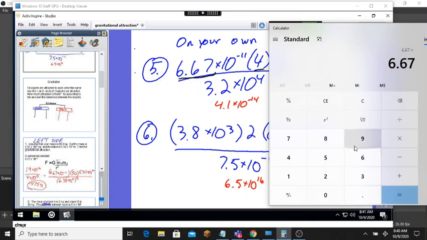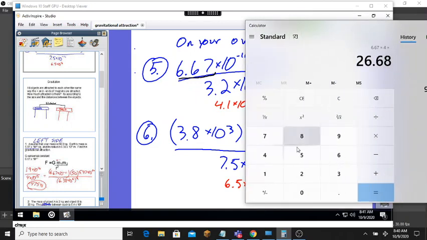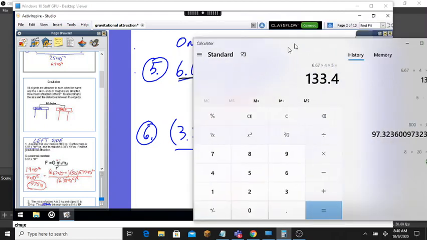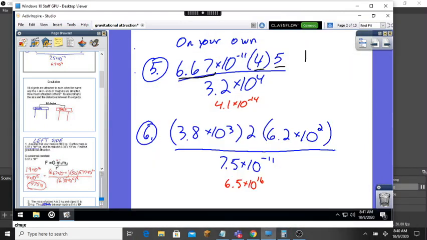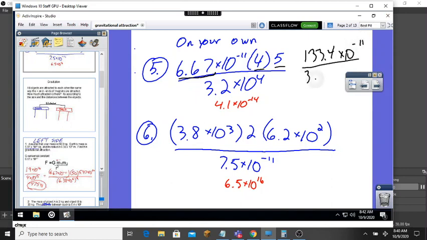6.67 times 4 times, what was the other number, 5? Times 5. That gives me 133.4. Now notice this, the 10 to the negative 11, that has to just stay there. Let's just keep it, okay? Because there's nothing else here. 3.2 to the 4 times, that should be a times 10 to the 4.